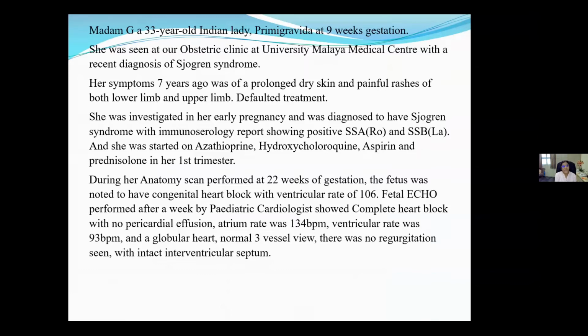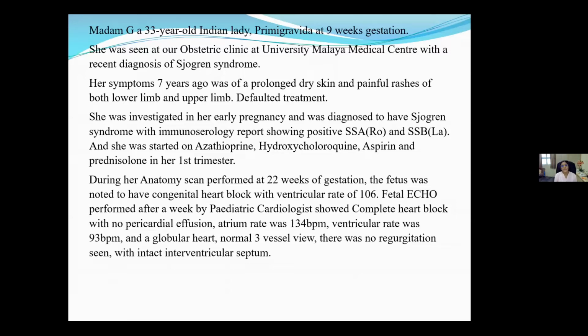Her symptoms 7 years ago were prolonged dry skin and painful rashes of both lower limbs and upper limbs. However, she defaulted treatment. She was investigated in her early pregnancy and was diagnosed to have Sjogren's syndrome with immunoserology report showing positive anti-Ro and anti-La antibodies. She was started on azathioprine, hydroxychloroquine, aspirin, and prednisolone in her first trimester.